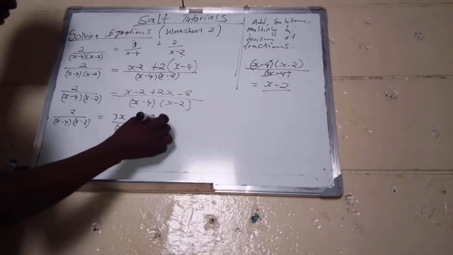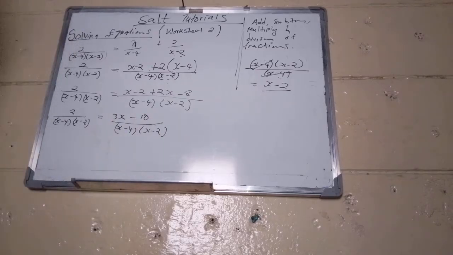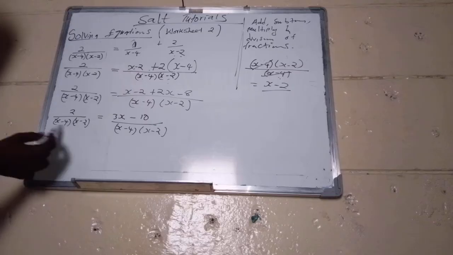Now, if you look at this equation, the denominator is not impressing us. So what do we do? We have to get rid of the denominator. Every time you're solving rational equations, we try by all means to get rid of the denominator. So how do we get rid of the denominator? By multiplying by the reciprocal of that. So getting rid of this denominator, I have to multiply both sides by that denominator.